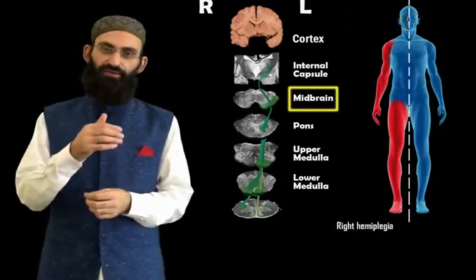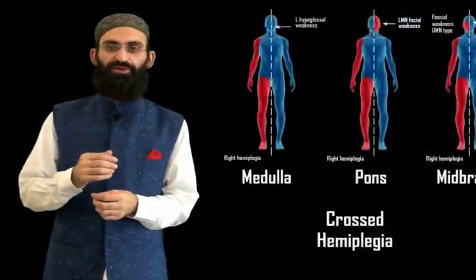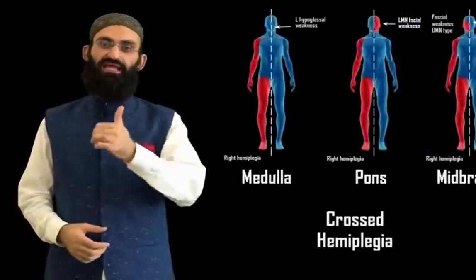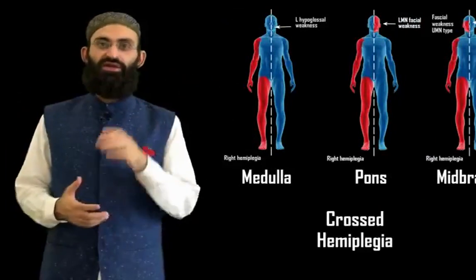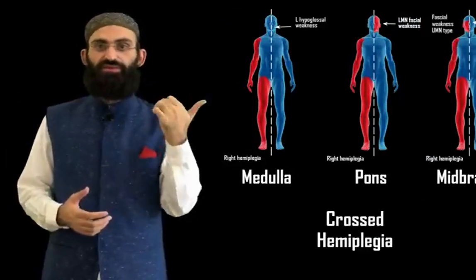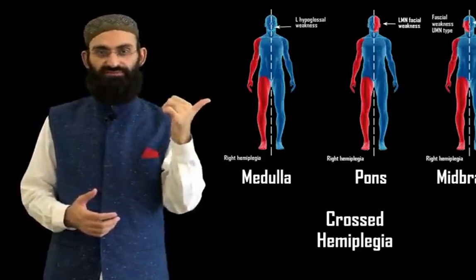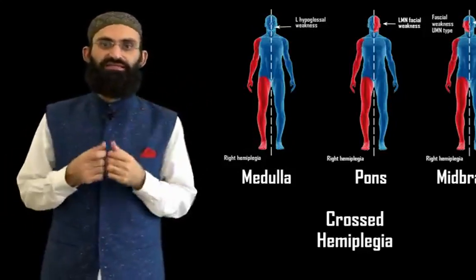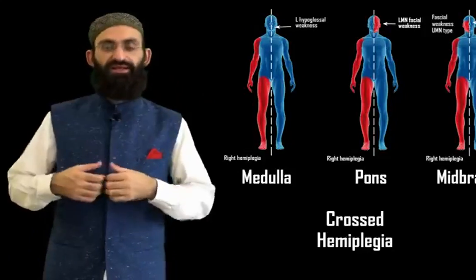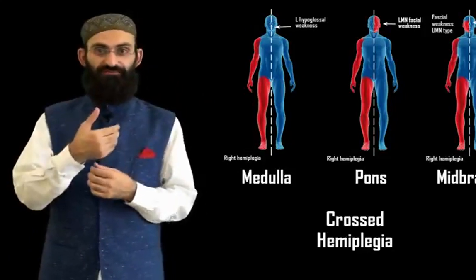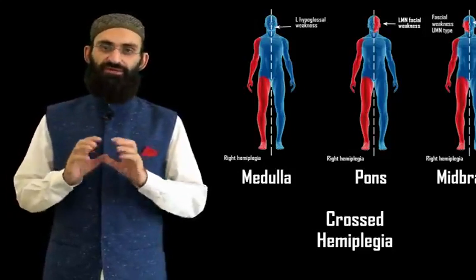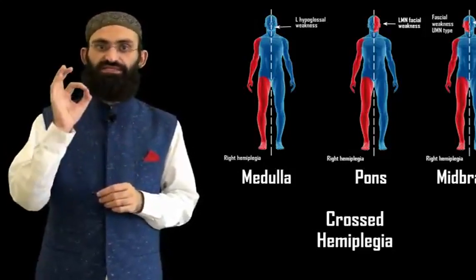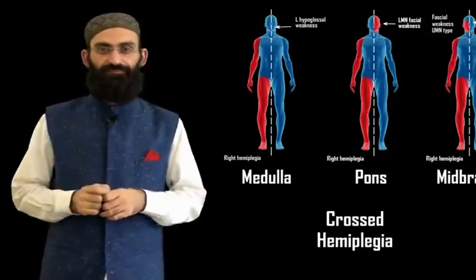So if you look at brainstem lesions, you will find that there is hemiplegia on one side and a nuclear weakness, or bulbar weakness, on the other side. Since the weakness has crossed the midline, this type of hemiplegia is called crossed hemiplegia. So whenever you come across a case of crossed hemiplegia, that means the lesion is in the brainstem.